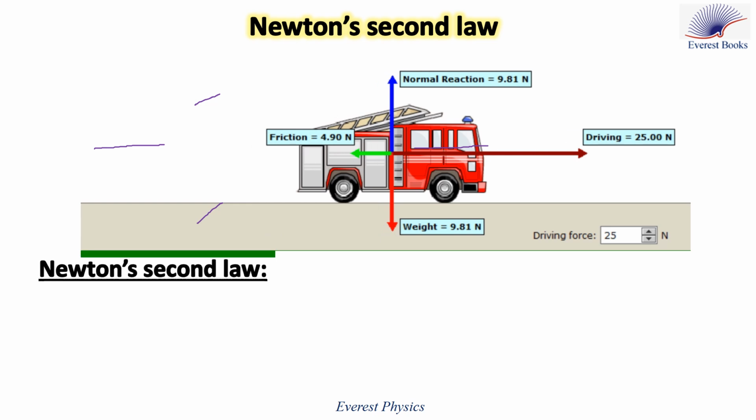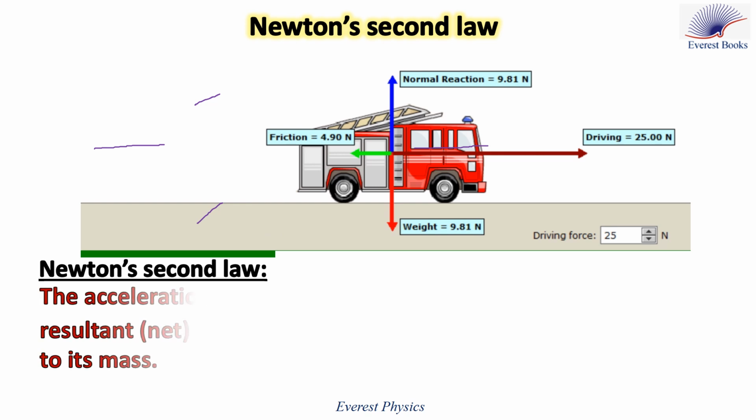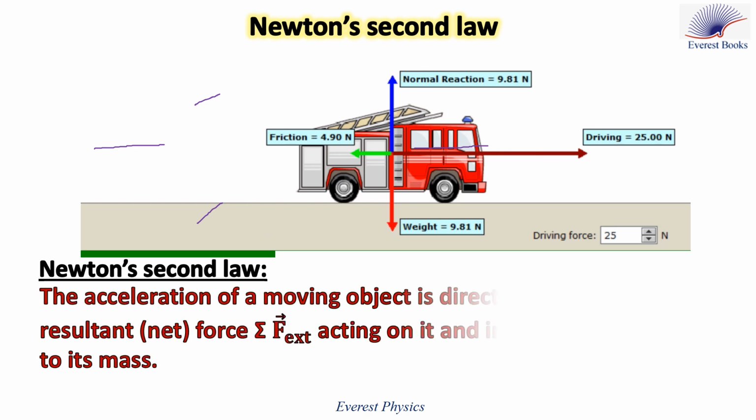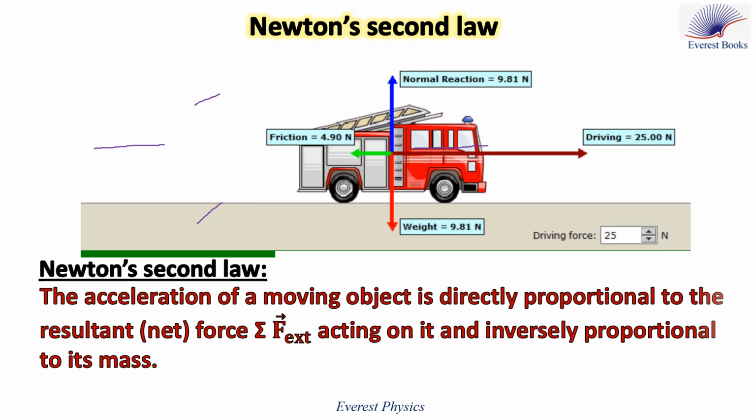So Newton's second law states that the acceleration of a moving object is directly proportional to the resultant, or the net force acting on it, and inversely proportional to its mass, so that sigma F external, or the sum of the external forces, is given by the mass of the object times its acceleration.